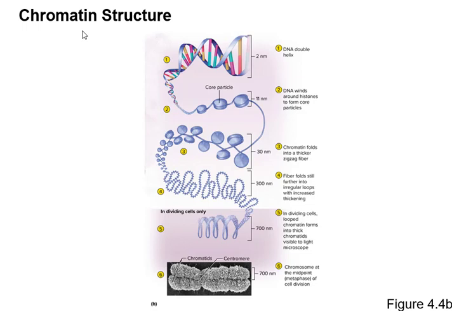And then, only if the cell's going to divide, do we then start looping these loops more and more tightly and more tightly until you can actually see them under a light microscope. And when they're like that, we call them chromosomes. So it's called chromatin unless the cell is dividing, and then we call the DNA a chromosome.